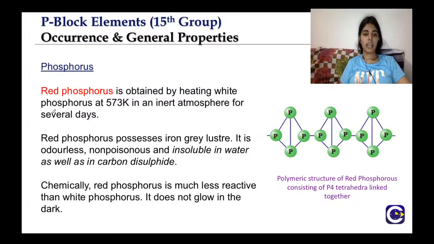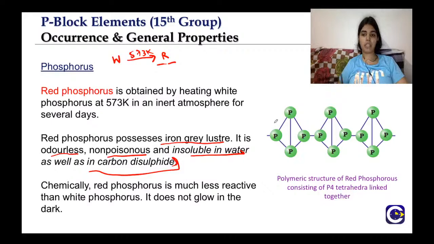Next, continuing with red phosphorus. Red phosphorus is obtained by heating white phosphorus at 573 Kelvin. That means if you heat white phosphorus at 573 Kelvin, you will obtain red phosphorus. Red phosphorus possesses iron grey luster. It is odorless, it is not poisonous, and it is insoluble in water as well as carbon disulfide. You can see here the difference in structure of red phosphorus and white phosphorus. Basically, one diagonal connection is missing in red phosphorus. So red phosphorus occurs in the polymeric form.